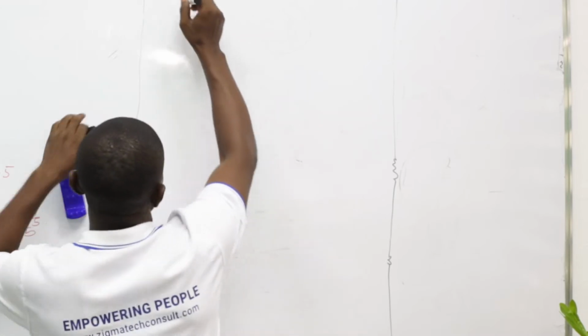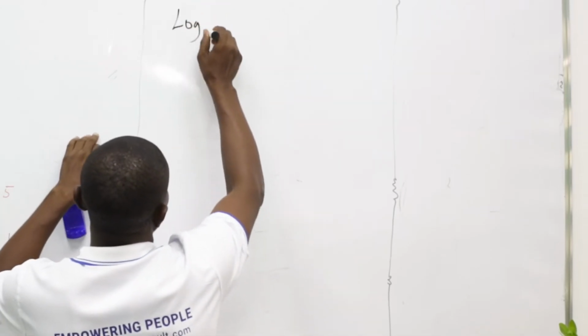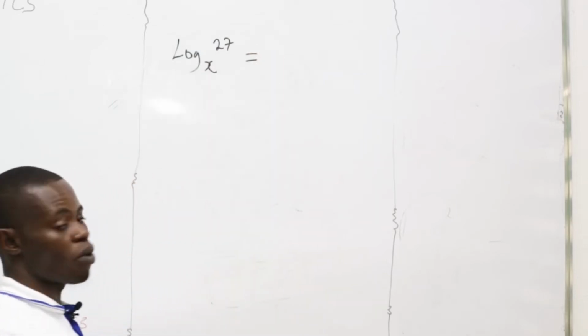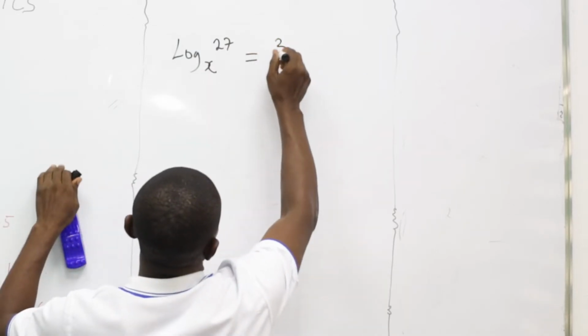Let us look at this: log 27 base x equals 3 over 2.